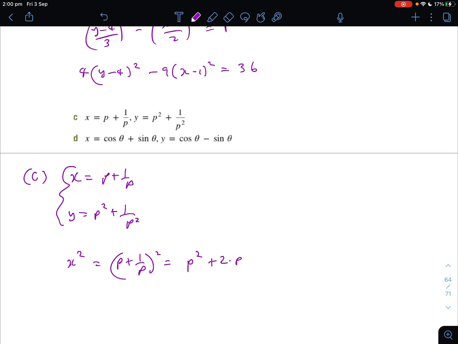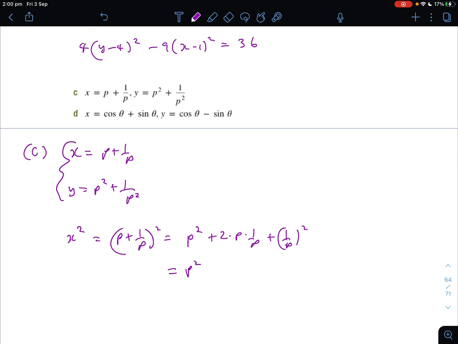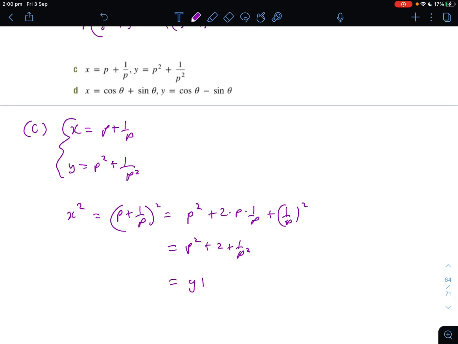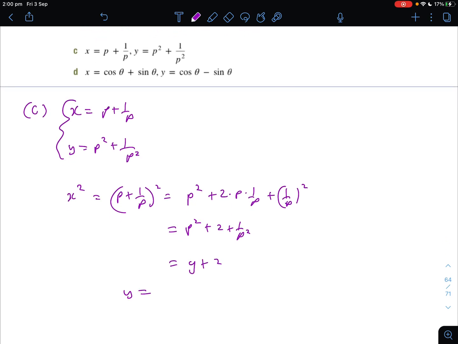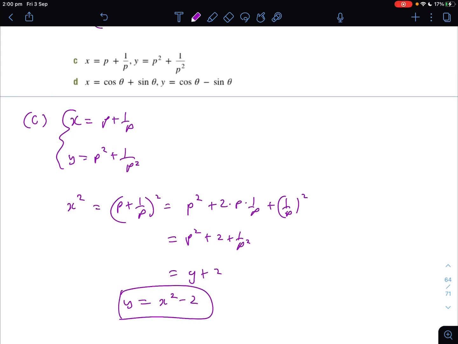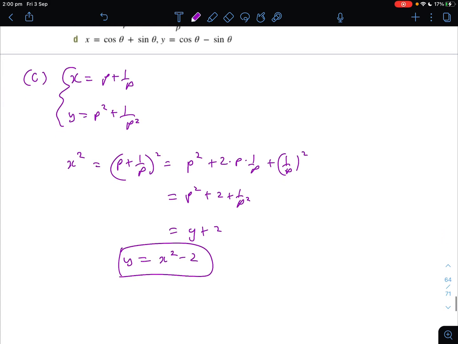It's not as straightforward as that. When you square that, you get p squared plus 2 times p times 1 on p plus 1 on p all squared, which is p squared plus 2 plus 1 on p squared, which I'm hoping you're seeing is y plus 2. So you've got y equals x squared minus 2. It's quite clearly a parabola. It's in fact a function. Y is a function of x there. That worked out quite well.